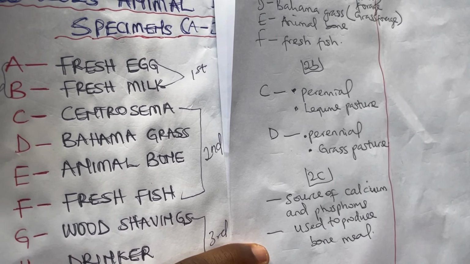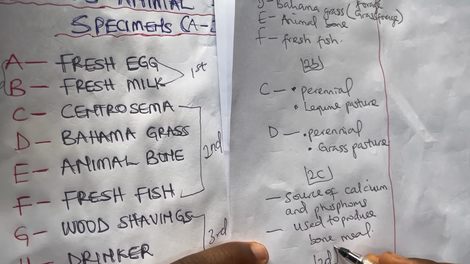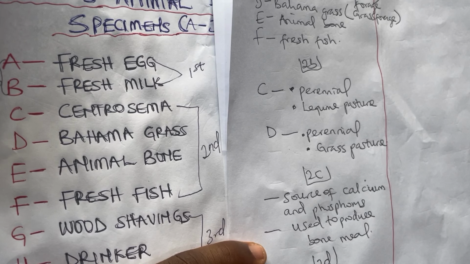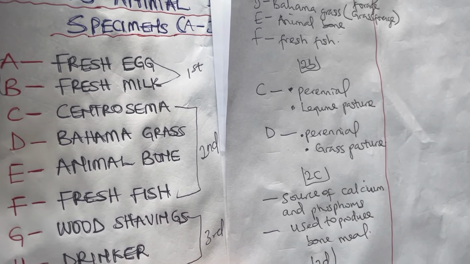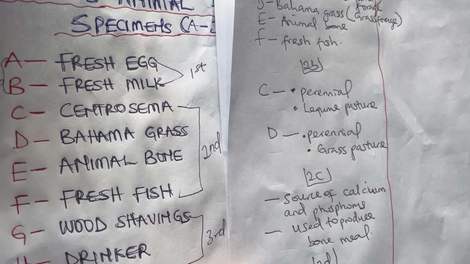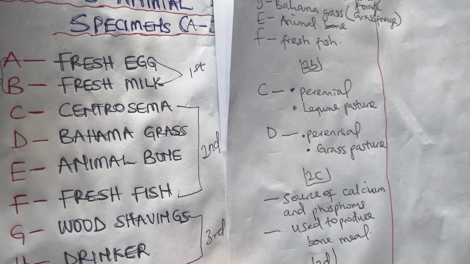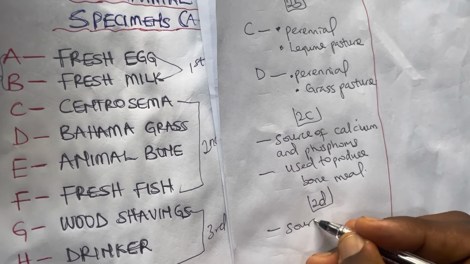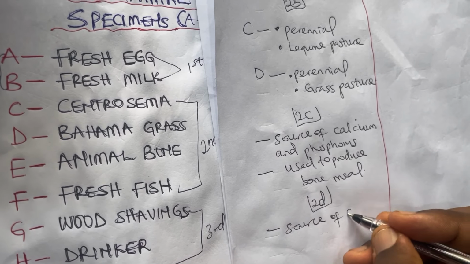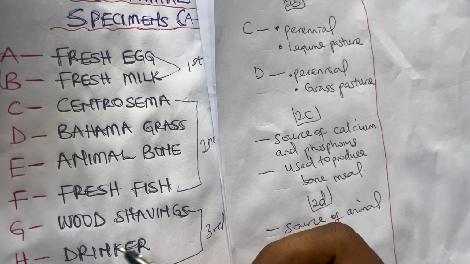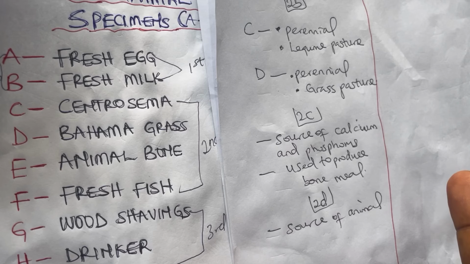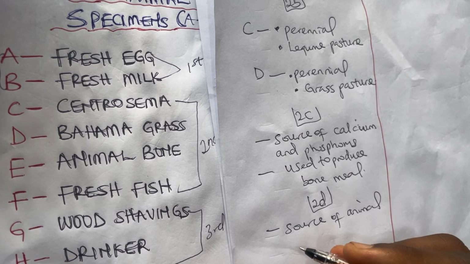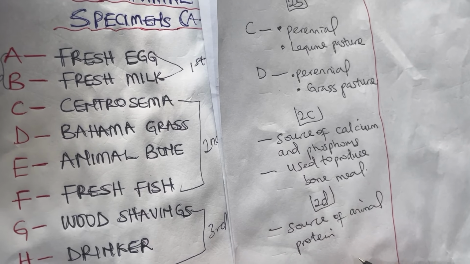The next question I'll be predicting for you, I'll be giving that to D. They can ask you to list two major uses of specimen F in animal husbandry. Specimen F is fresh fish. What are the two major uses of specimen F in animal husbandry? One, it is a source of animal protein in feed. They are referring to uses related to animal husbandry.